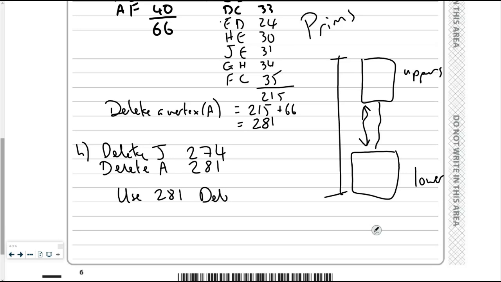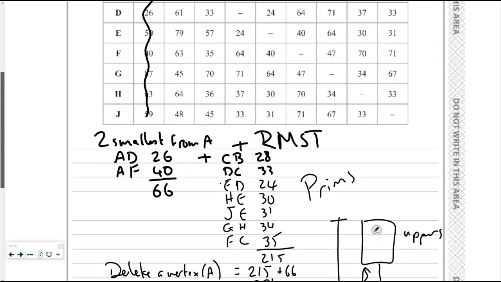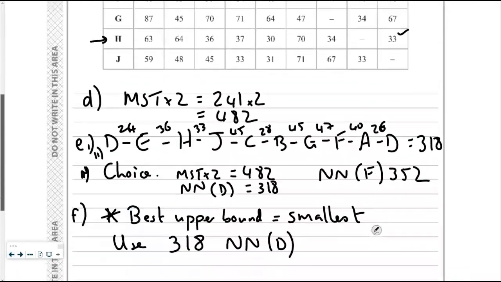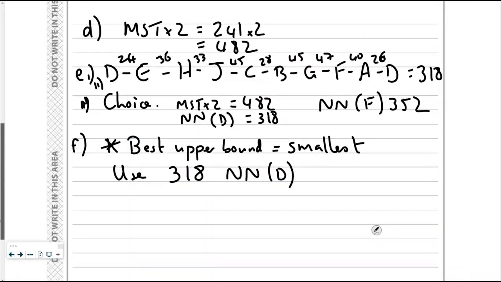So I'm going to use 281, delete vertex from A, as it's bigger. There we go. Did I make it clear that I was using the smallest on the other one? Yeah, that's the smallest.